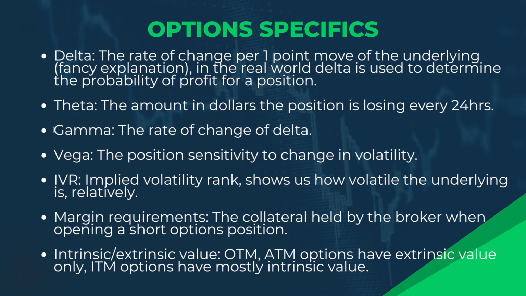Now we have the gamma. The gamma is just the rate of change of delta. So big gamma means that delta is way more susceptible to change quickly. Low gamma means that delta is changing slowly, because the rate of change of delta is also important. And I'm not going to go into any more detail on gamma because I never really look at it.